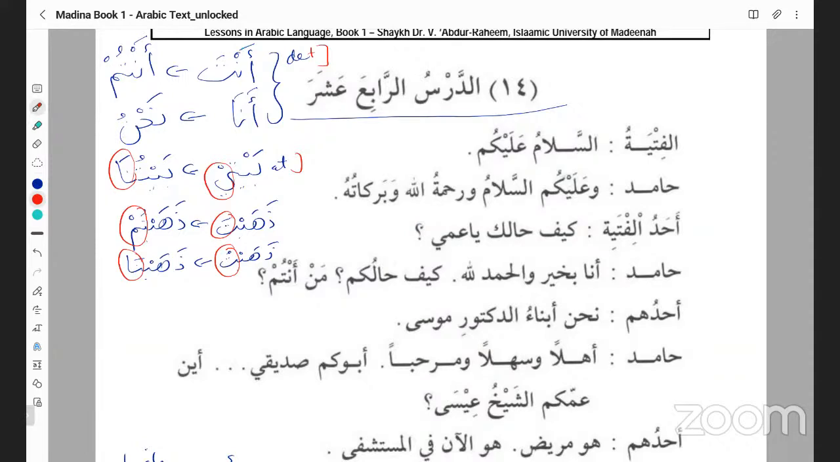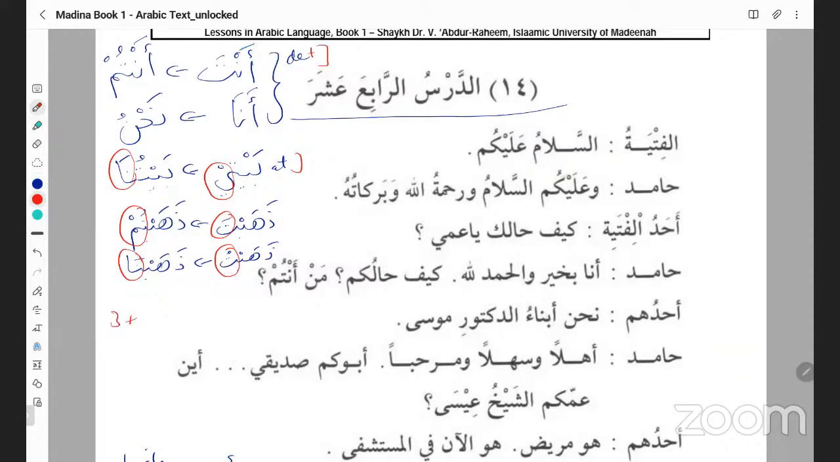And when you look at the verbs, the ta will be for you. So dhahabta, you went. Dhahabtum, the tum is for you all. So dhahabtum, you all went, three or more. Remember the plural is three or more. So it's 3 plus.